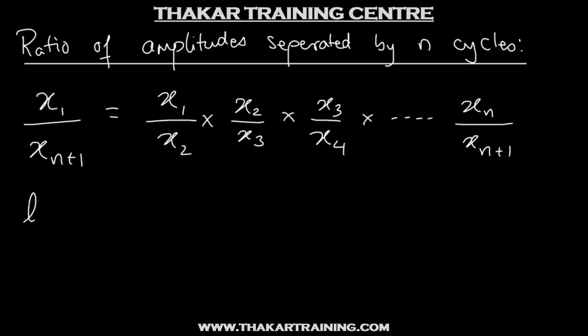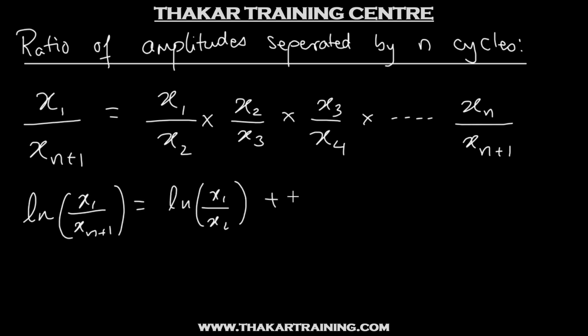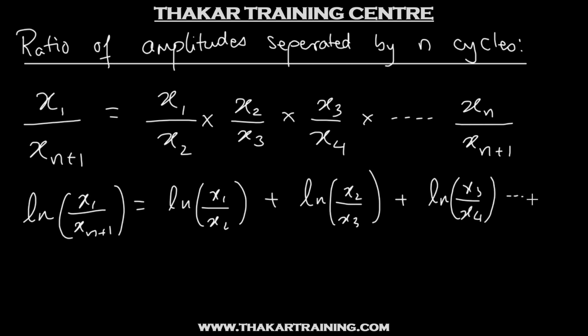Now if we take log on both sides, this will be log of x1 upon xn plus 1 equal to log of x1 upon x2 plus log of x2 upon x3 plus log of x3 upon x4 and so on until log of xn upon xn plus 1. Alright. So what is this term, log of x1 upon x2? This is the log of the ratio of two successive amplitudes. This is nothing but the logarithmic decrement delta.